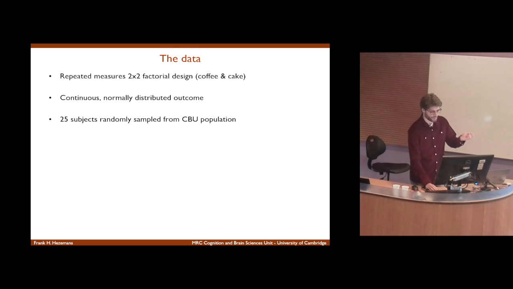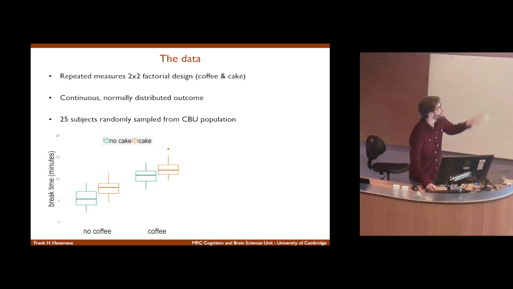And then on the surface of it, you have an experiment, right? You have two factors, coffee and cake, each with two levels. We'll assume that the outcome variable is normally distributed, and I've measured 25 people from the CBU in each condition. Let's just say that's true, okay? So the data looks a little bit like this then.